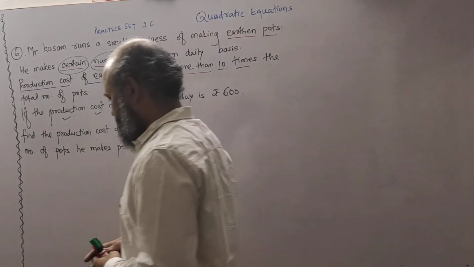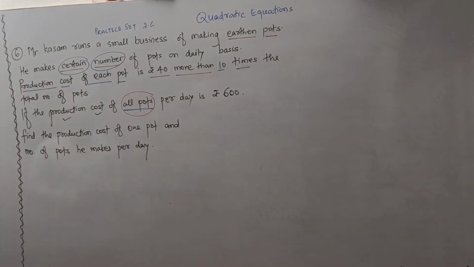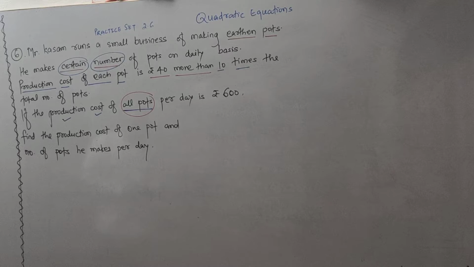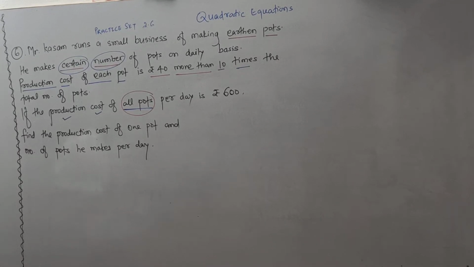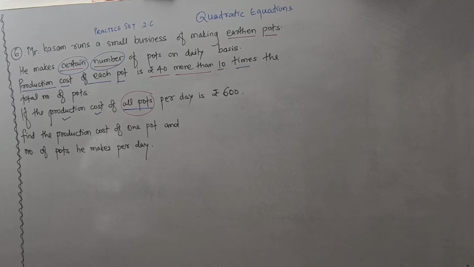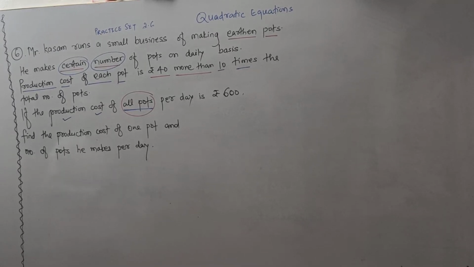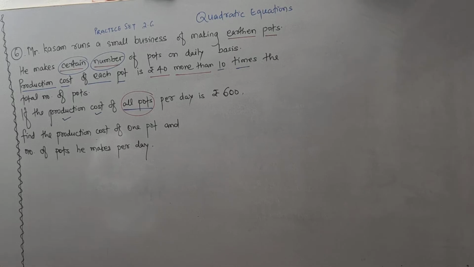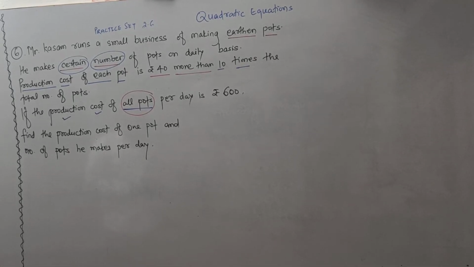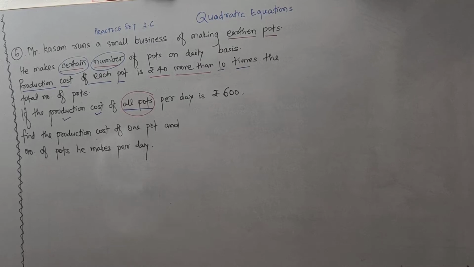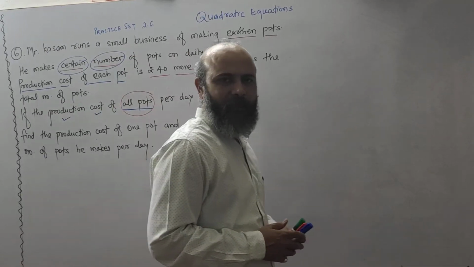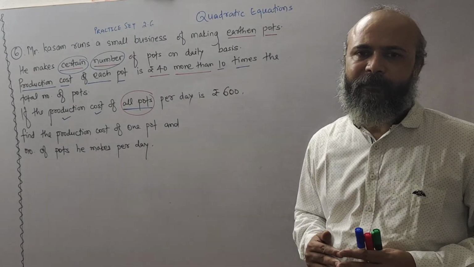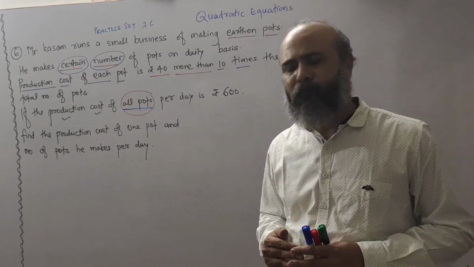Today we are going to study practice set 2.6, question number 6. Mr. Qasim runs a small business of making earthen pots. He makes a certain number of pots on a daily basis. The production cost of each pot is rupees 40 more than 10 times the total number of pots. If the production cost of all pots per day is rupees 600, find the production cost of one pot and the number of pots he makes per day. Read this question 2 to 3 times, then you will get an idea how to solve.